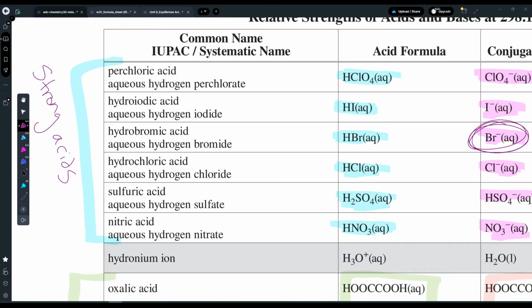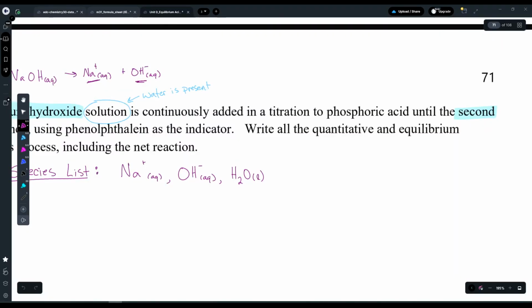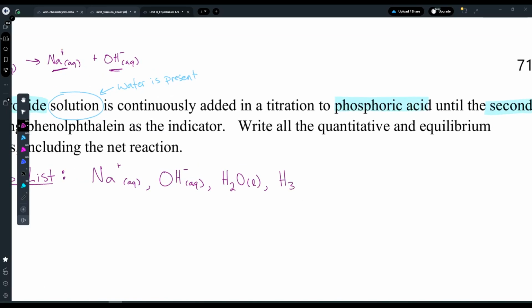If you get a titration question where a strong acid is used, you would have to list the products of the strong acid reacting with water in your species list. So that would be hydronium and the conjugate base of the strong acid. Okay, but because phosphoric acid is weak, we can just list phosphoric acid. I don't need to worry about listing hydronium. And acids are always aqueous.